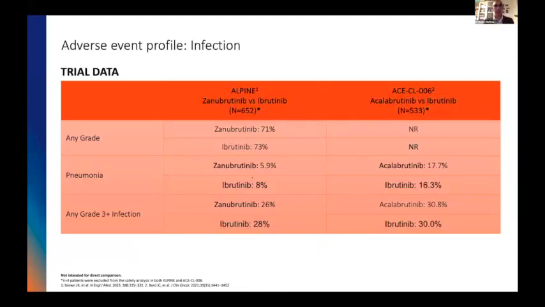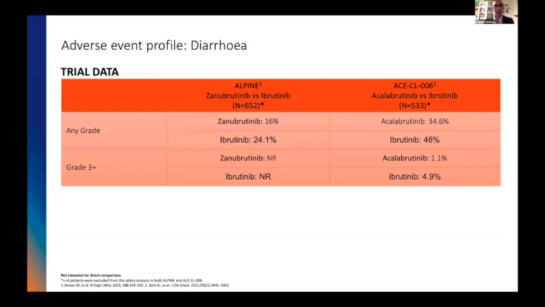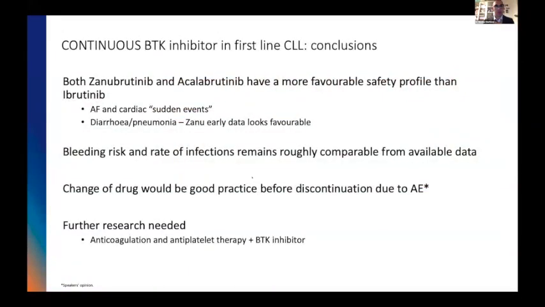I'm going to skip through all the comparison of adverse events in the interest of time, but just mention that obviously zanubrutinib and acalabrutinib have a more favorable profile than ibrutinib. I think that's clear, particularly in terms of cardiac safety. In terms of infections and diarrhea, zanubrutinib looks a bit better. The bleeding risk remains similar, and there are studies that have looked at the switch of one BTK versus the other.